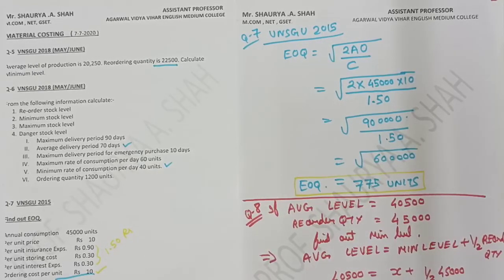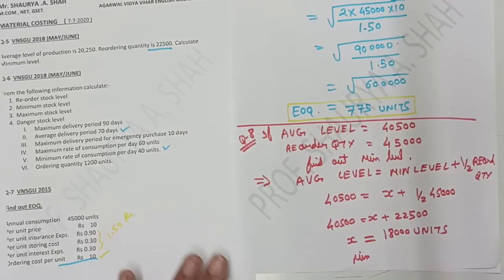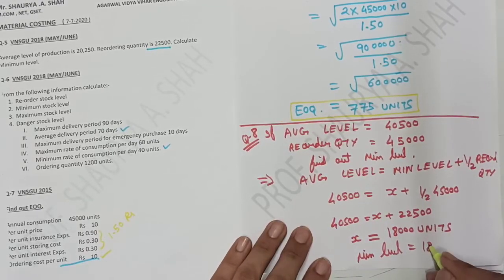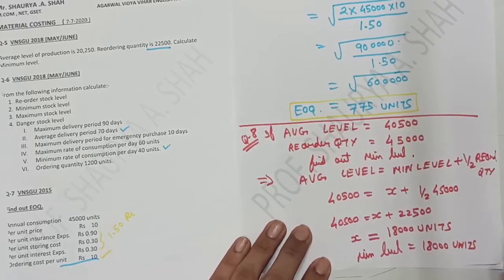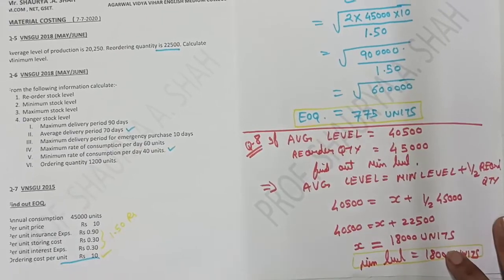So that is 40,500 is equal to x plus, you will have the answer of 22,500, right? So what is my minimum level? I can say x is equal to 40,500 minus 22,500 will give me the answer of 18,000 units. That is my minimum level students. It was just a double amount of your first sum so that you can get very clear with that part. Same type of university sums are asked in your exam students, so you should be very thorough with this part.